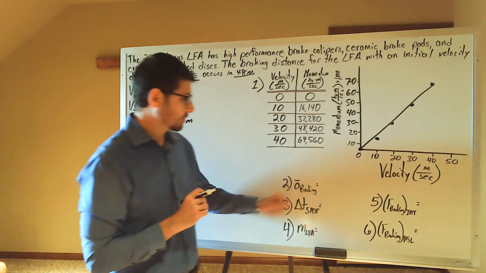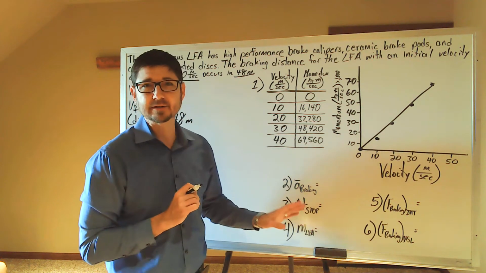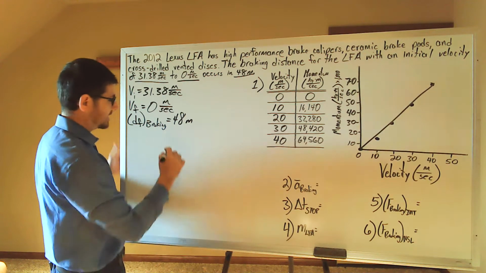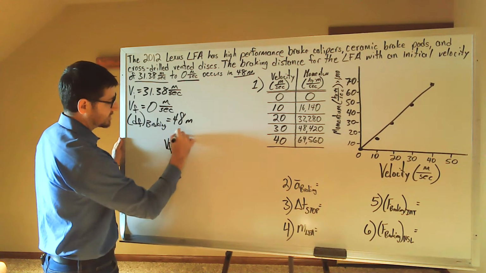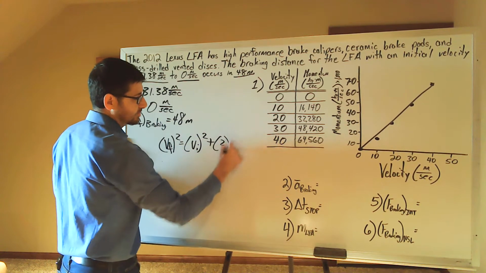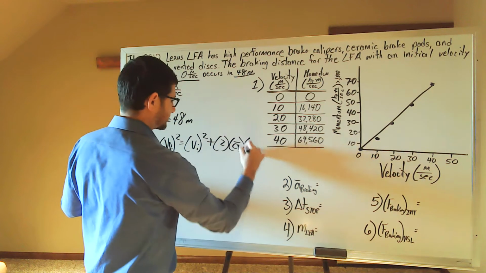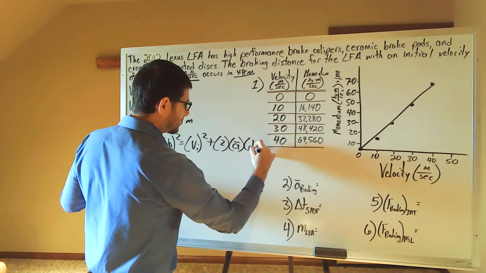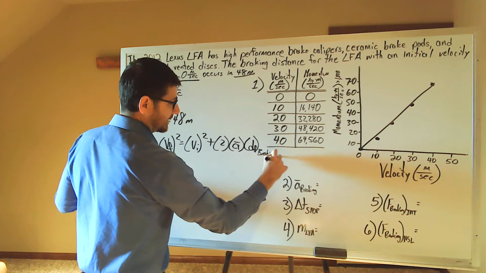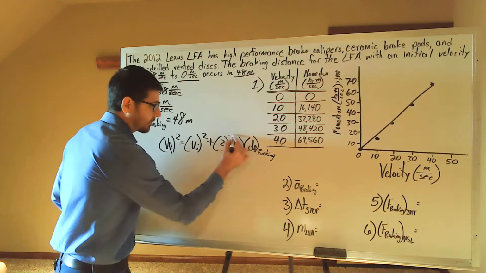On number 2, it wants us to calculate the acceleration during the braking. So what we're going to do here is use the base equation: final velocity squared is equal to initial velocity squared plus 2 multiplied by our constant acceleration multiplied by our distance during braking. So what we're going to do is isolate our acceleration.